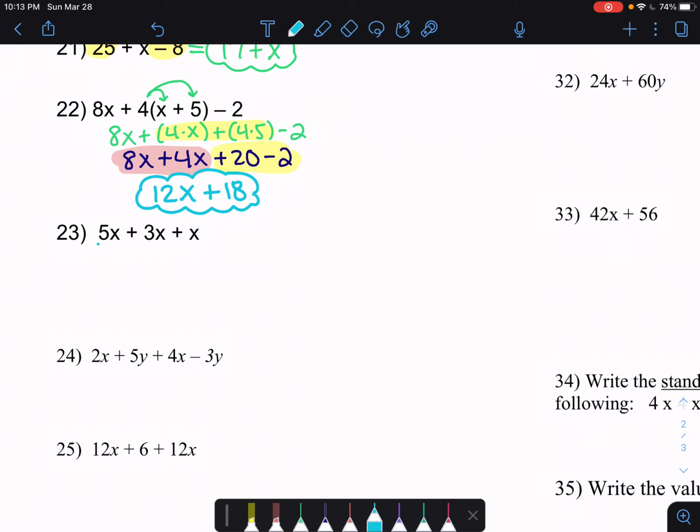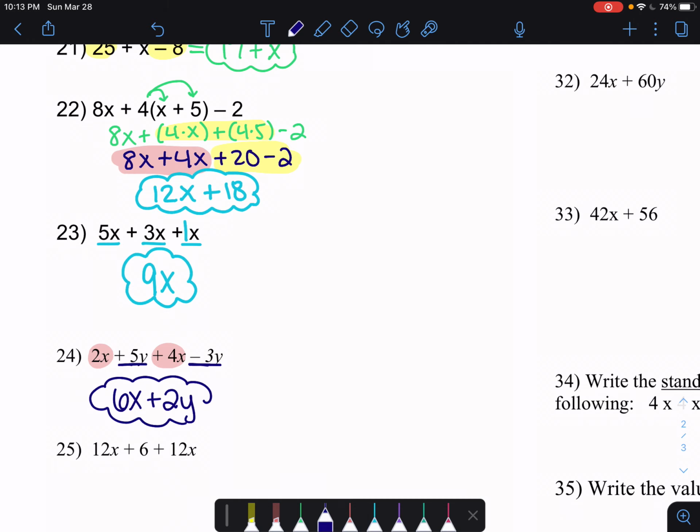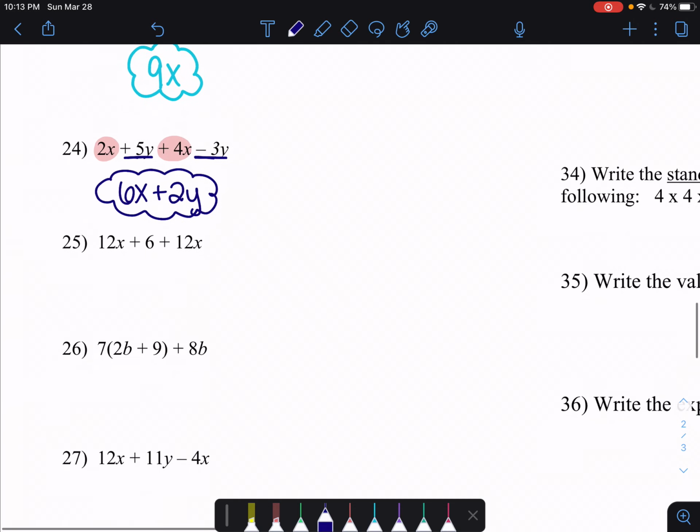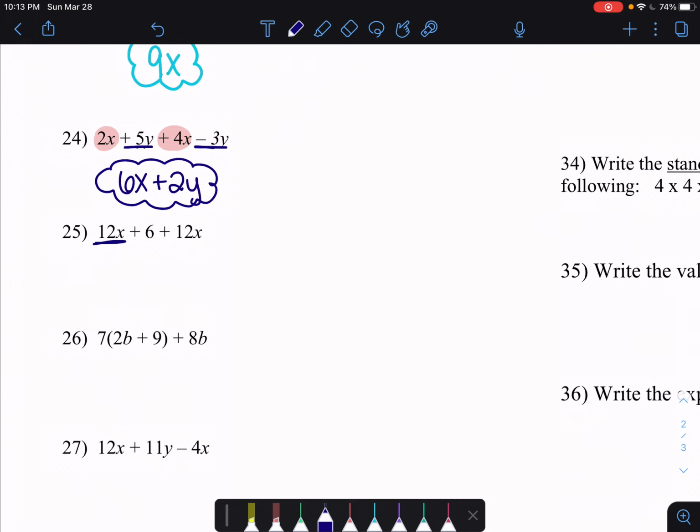Number 23, I'm adding a bunch of x's together. So 5 plus 3 plus 1 more x is going to be 9x. In number 24, I've got a 2x and a 4x that can go together. So 6x, I've got a 5 minus 3y, so I've got 2y's. Number 25, I can only combine 12 and 12, so I've got 24x plus 6.